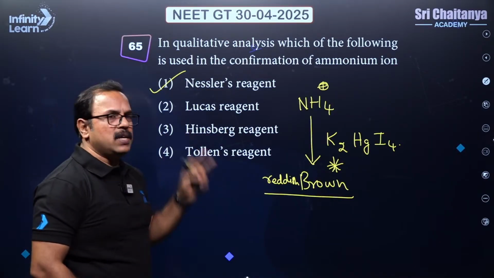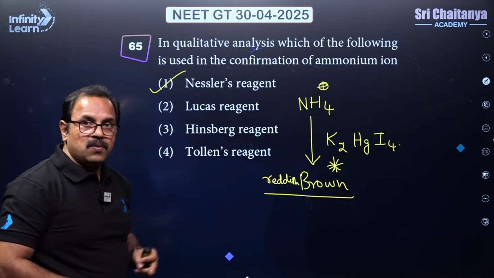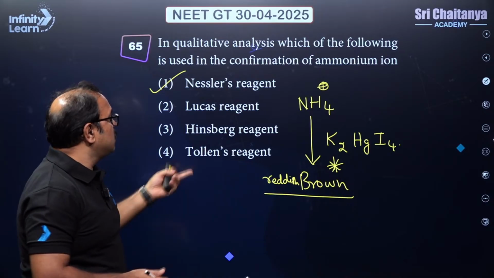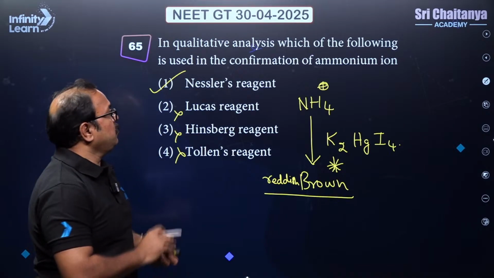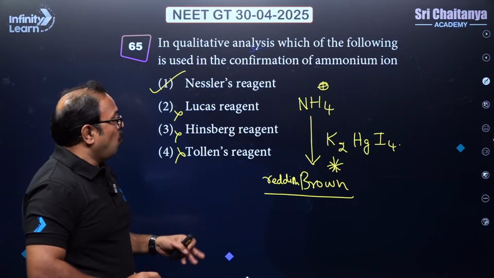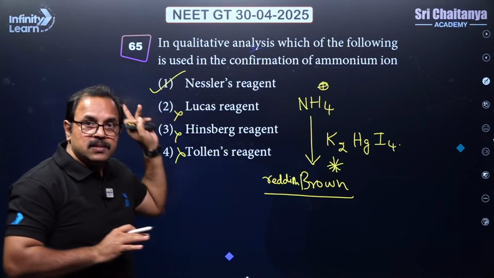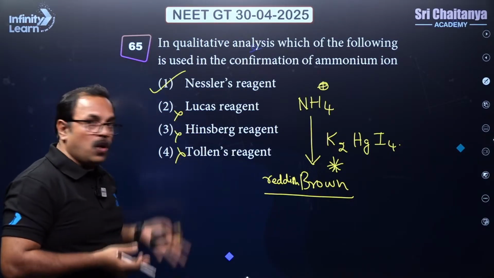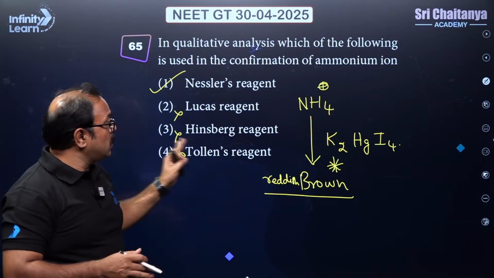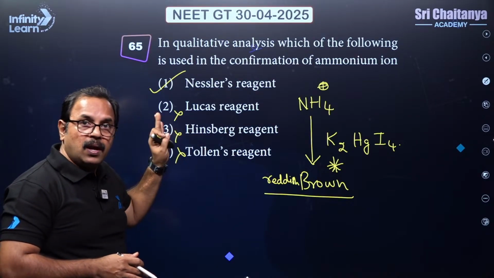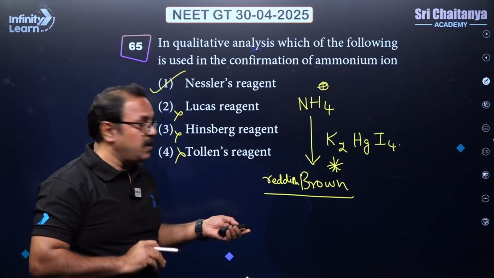Of course we know Lucas reagent is for alcohols, Hinsberg reagent is used in the case of amines, for the separation of amines, and Tollens reagent. So you can certainly know these three absolutely cannot be for ammonium ion. So in the worst case nobody can get it wrong, that is Nessler's reagent, because these three are organic reagents not used for ammonium ion at all. So the examiner has given a very friendly paper and a slightly tricky paper, we should appreciate that. It's from Sri Chaitanya.